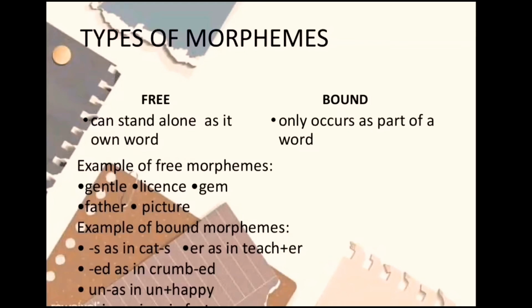Examples of free morphemes: gentle, license, gem, father, and picture. Examples of bound morphemes: s as in cats, ed as in crammed, un as in unhappy, mis as in misfortune, er as in teacher.